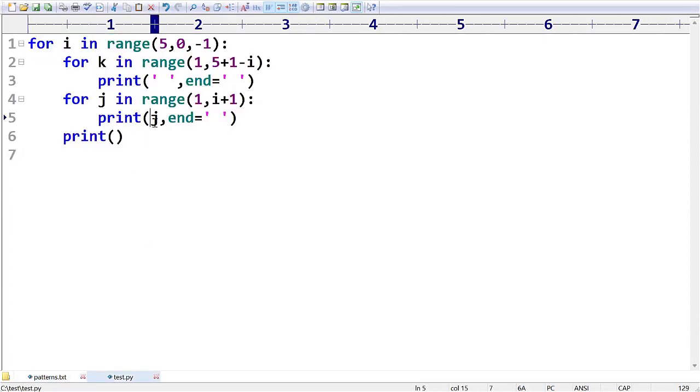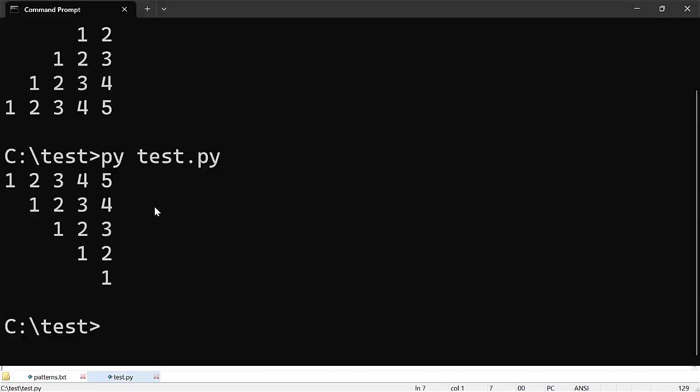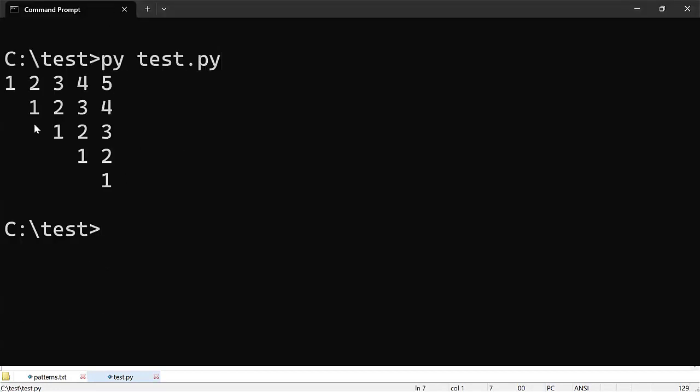Sir, here we printed the value of j, right? So if you print the j value, what output did we get? We got it like this. But in this place, don't print the j value.